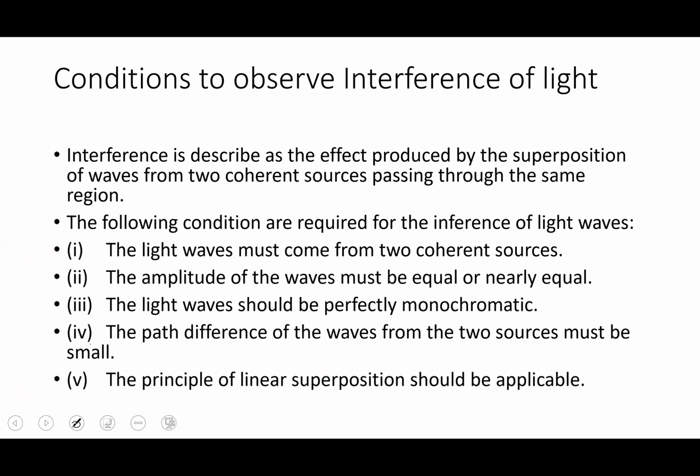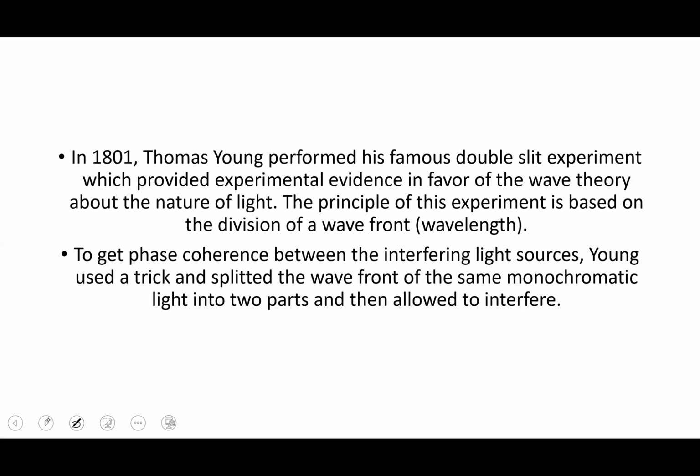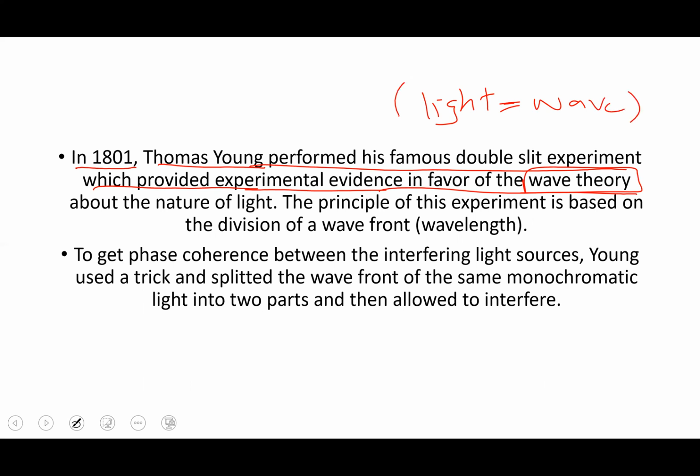On the basis of these, Young did an experiment on light. In 1801, Thomas Young performed his famous double slit experiment, which provided experimental evidence in favor of the wave theory, which proved that light was a wave. This evidence basically proved that light was a wave, which was later confirmed: light has duality. It performs as a wave as well as a particle.